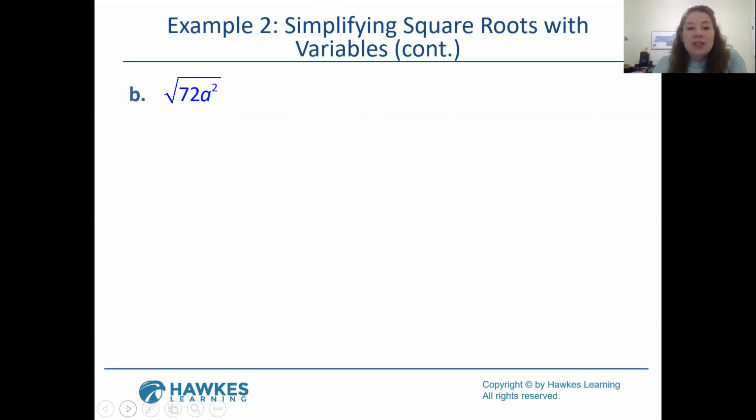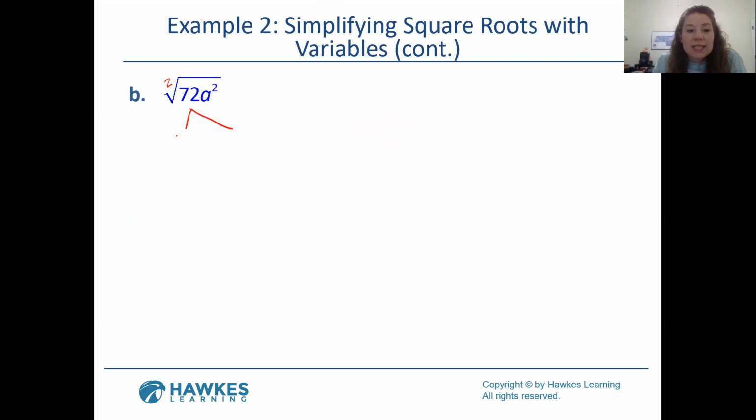So next one, the square root of 72a squared. Once again, we have a variable that's squared, it matches this number. They're both even. So I have to use absolute value signs. So 72, let's see. Well, I know 9 is a factor of 72, but it's not the biggest perfect square factor of 72. Let's see what it would be. So 9, and then we have 16, and then 25, and then 36.